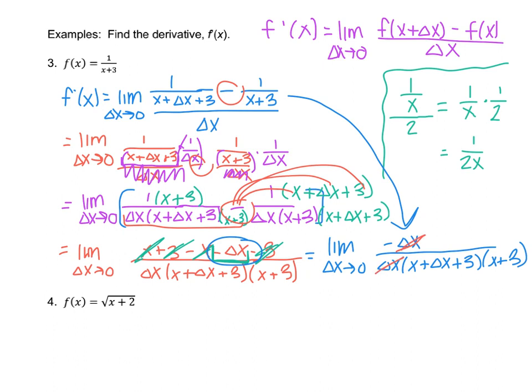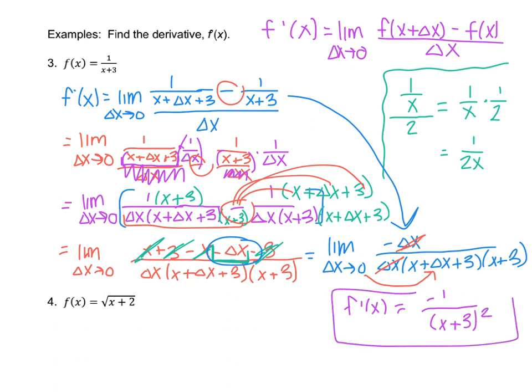So now I've got negative 1 in the numerator, and now I'm in a position to use direct substitution to plug 0 in for the only remaining delta x right here. So when we do that, we're left with a limit of negative 1 in the numerator. So I'm going to just simplify this. F prime of x, the derivative of f of x, is negative 1 divided by, now think about what happens when I plug 0 in for delta x. That's just x plus 3 times x plus 3. So that results in a final denominator of x plus 3 squared.